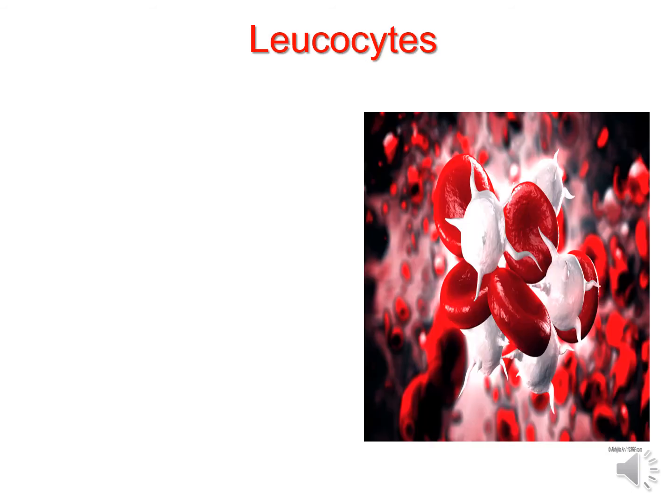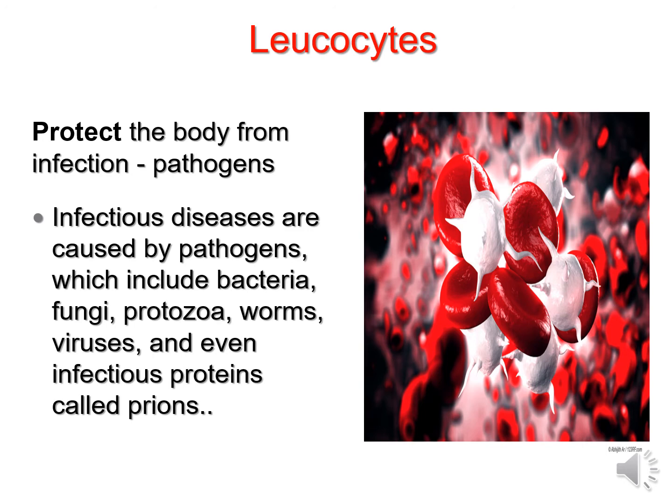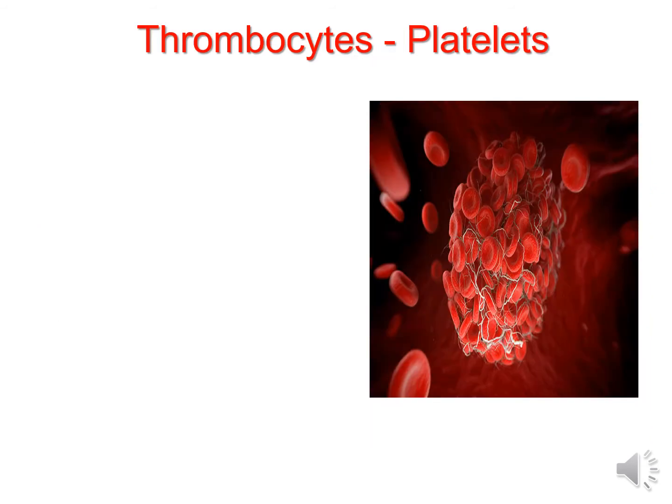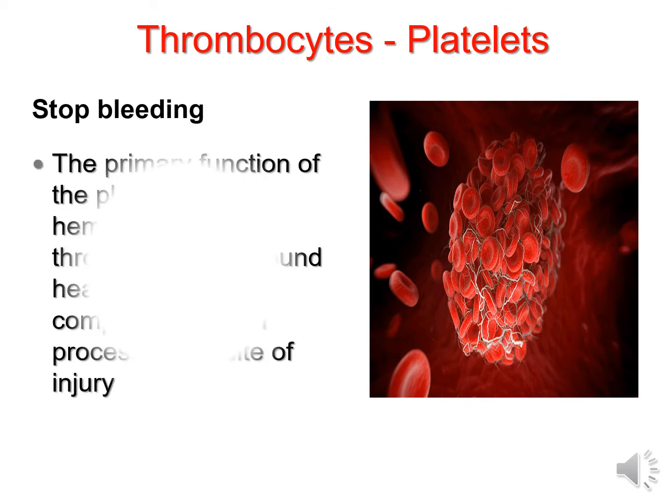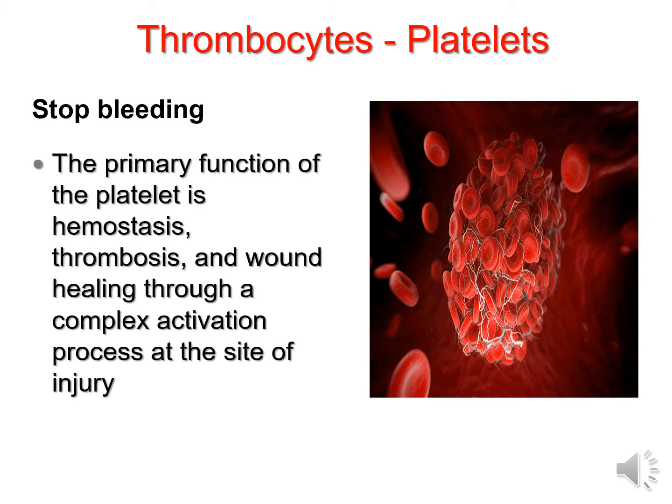What do leukocytes do? White blood cells. They protect the body from infection, pathogens. Infectious diseases caused by those pathogens are eliminated. Thrombocytes, platelets, what do they do? Well, they're involved in the clotting cascade, and their primary function is hemostasis, to stop bleeding.